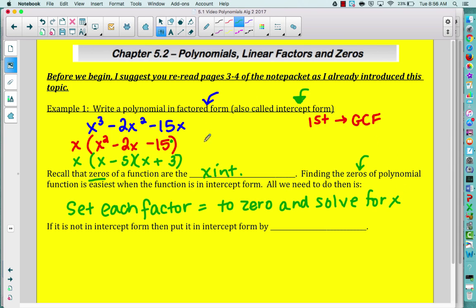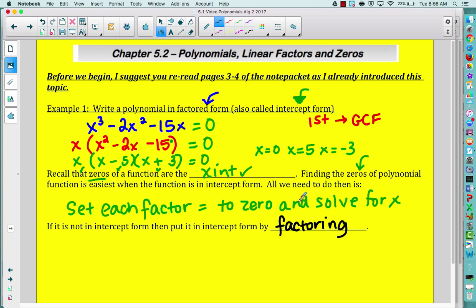So in this case, I would make an equation by setting it equal to 0. And then here, each one of these is a factor of the polynomial. So I'd set each one equal to 0 and solve for x. So in this case, I'd get x equals 0, x equals 5, and x equals negative 3. Those would be my zeros, which therefore, as they relate to the graph, would be my x-intercepts. Now, if it's not in intercept form, then you can put it in intercept form by factoring, which is what I just showed you.